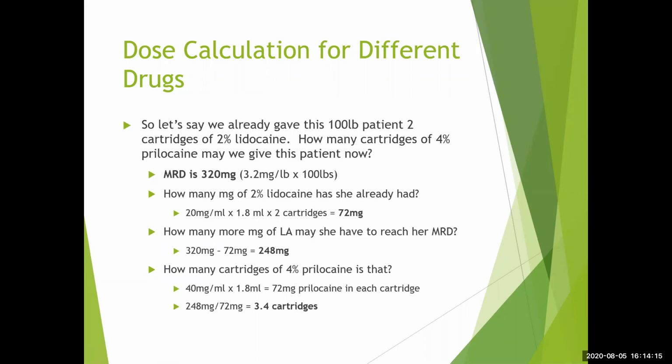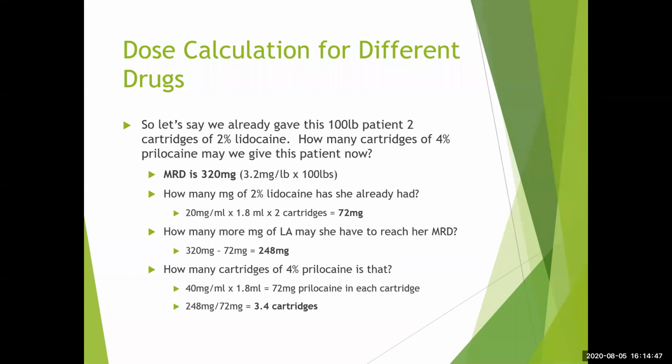Okay, so let's see what this looks like in action. Let's say we gave this 100-pound patient 2 cartridges of 2% lidocaine already, and now we want to switch to prilocaine for whatever reason. We want to know how many cartridges of prilocaine we can still give this patient. The first thing we're going to do is determine our MRD. Like we said, we're going with the lidocaine MRD because that's lower. The patient's MRD was 320 milligrams, 3.2 milligrams times her weight, 100 pounds.